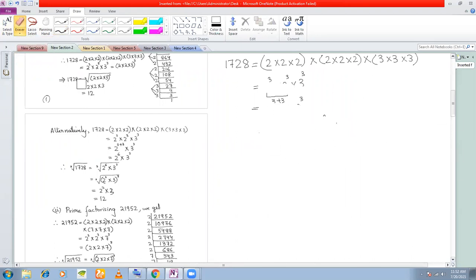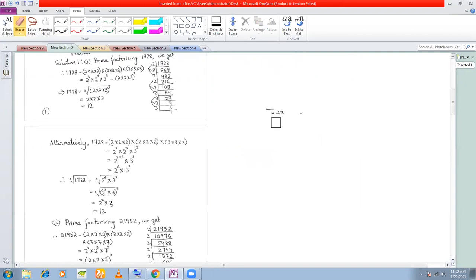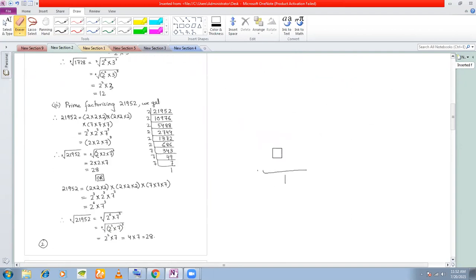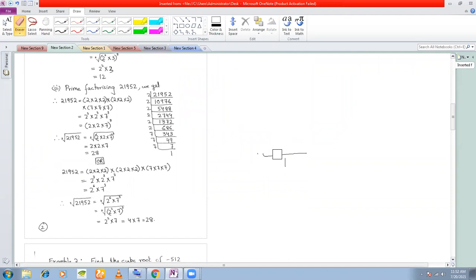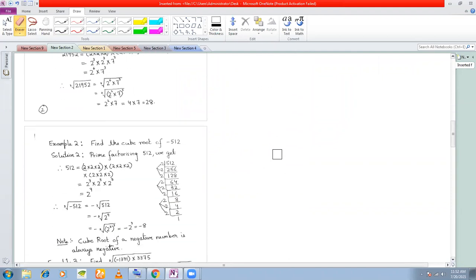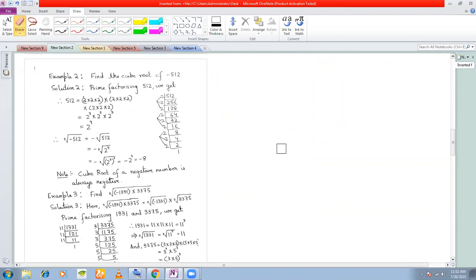So moving on to the next problem. I had done this 21,952, I also found out the cube root. Okay. Next, let us see this example. Find the cube root of minus 512. Okay. So this is a negative number, minus 512. So first what you do is you prime factorize 512. Ignore the negative sign.